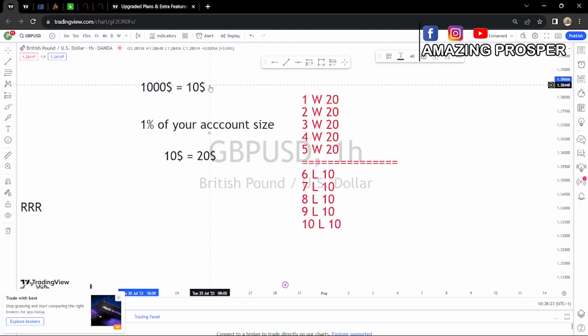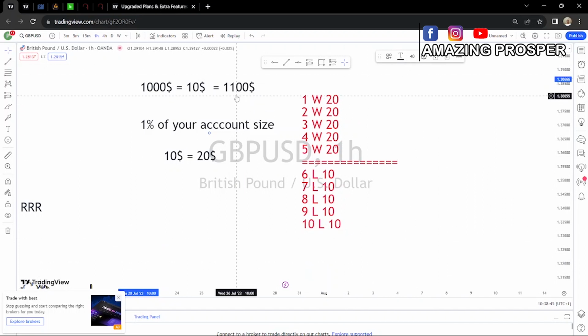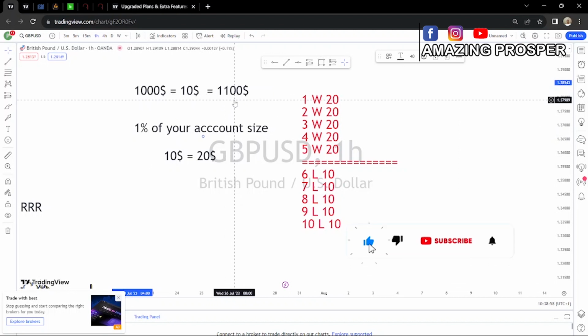So your account size now equals $1,100. This is your account balance now because you have a series of wins. Now you have $1,100. Now you are in profit.